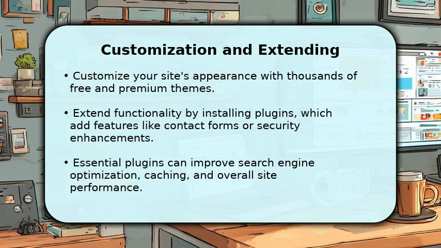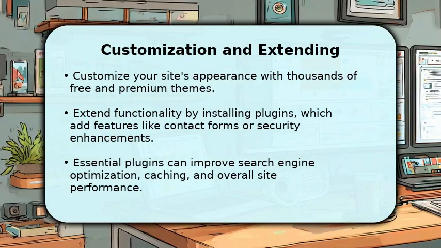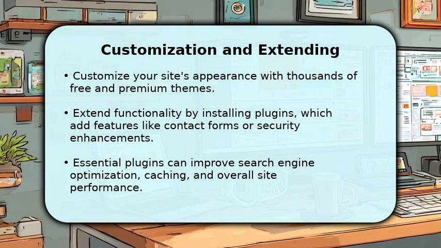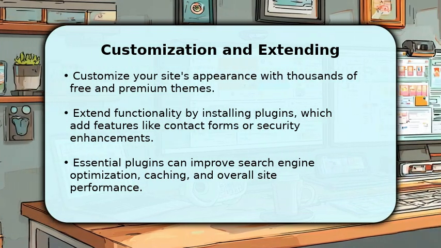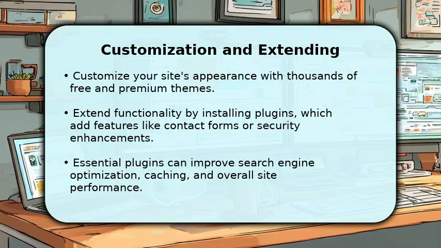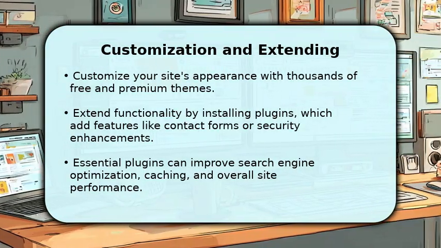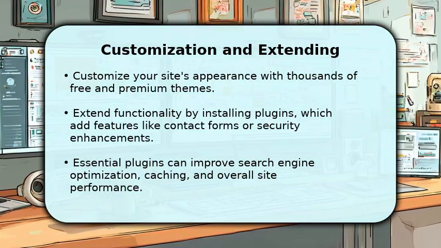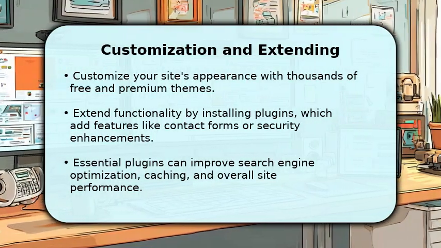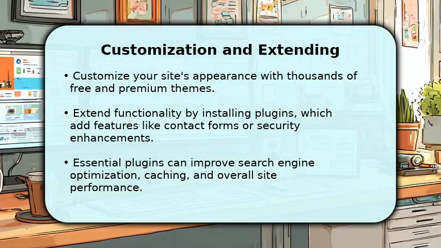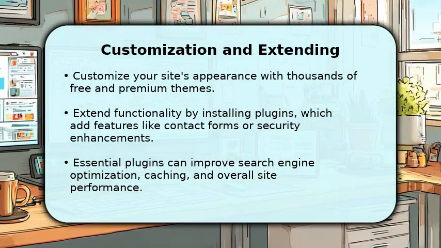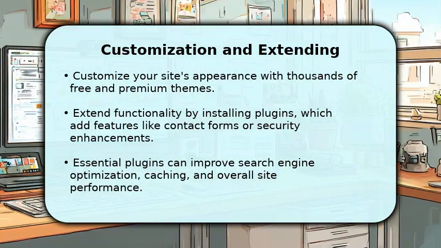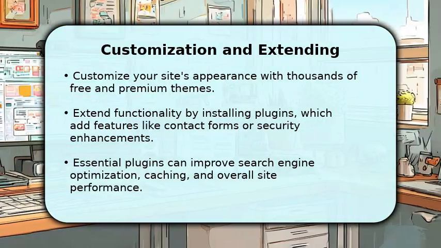Customizing your site's appearance is simple with thousands of free and premium themes available. Themes control the visual design, layout, and overall look of your website. To extend functionality, you can choose from tens of thousands of plugins. These add features like contact forms, search engine optimization, or enhanced security. With the right theme and plugins, you can transform your WordPress site into almost anything you envision.